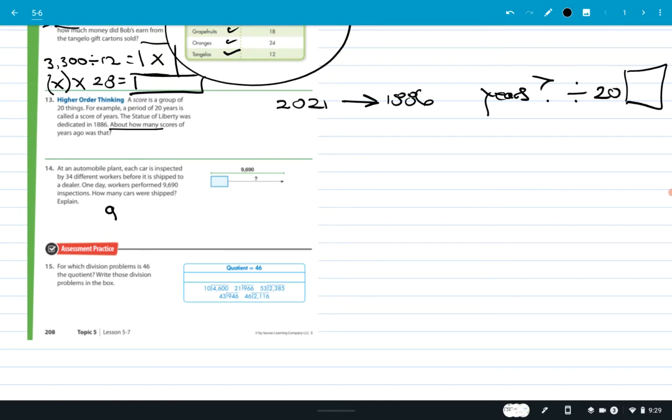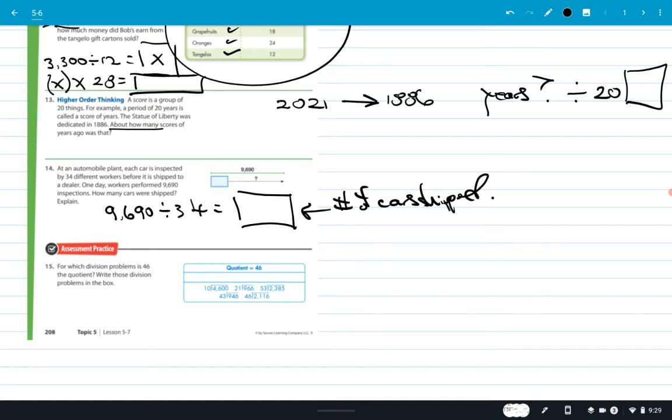9,690 divided by 34. That's exactly right. You would divide that by 34, and that would tell you how many cars were shipped. So whatever that answer is, that is the number of cars shipped. Okay. And then number 15, I think you could do that.